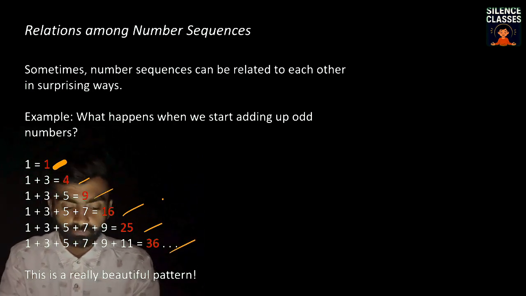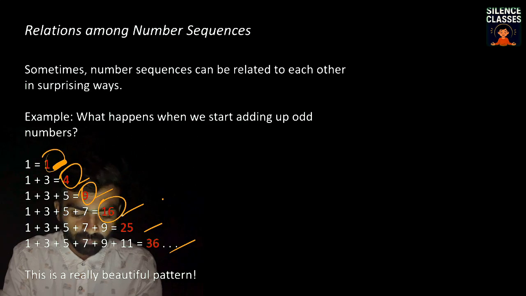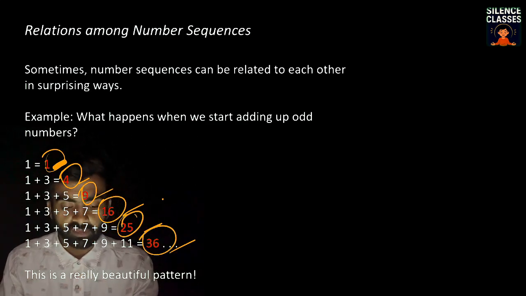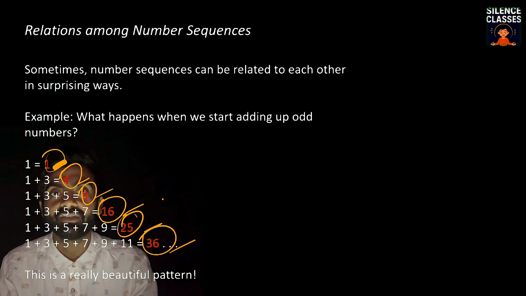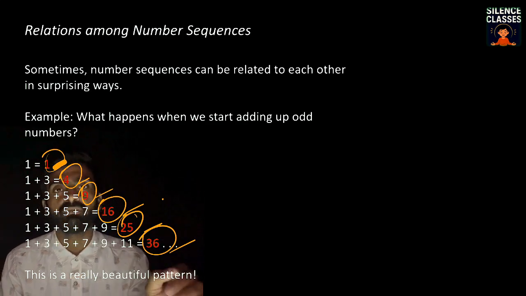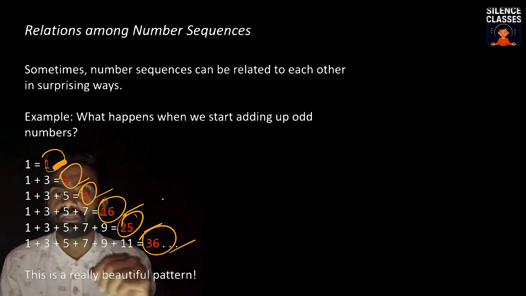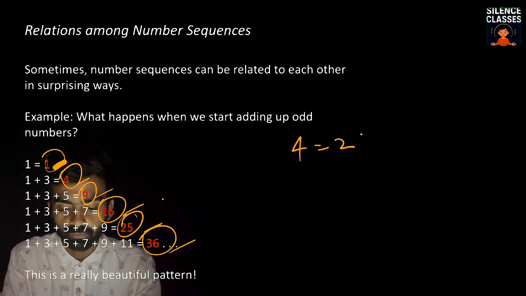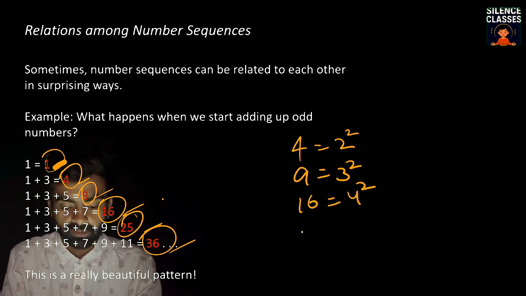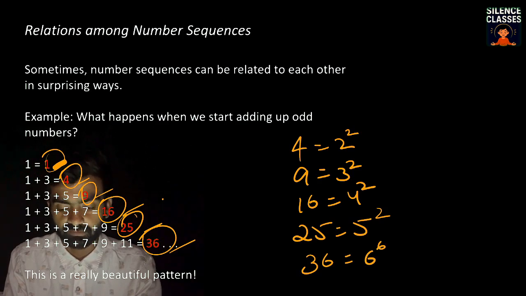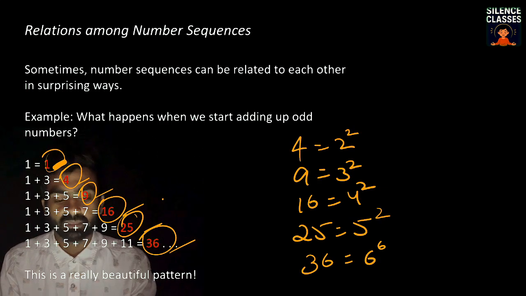If you watch what sort of answers you are getting, these are the perfect squares. Whenever we add consecutive odd numbers, you will get a number that is a perfect square. Because 4 is the square of 2, 9 is the square of 3, 16 is the square of 4, 25 is the square of 5, and 36 is the square of 6. So you will get perfect square numbers if you add in this particular manner.